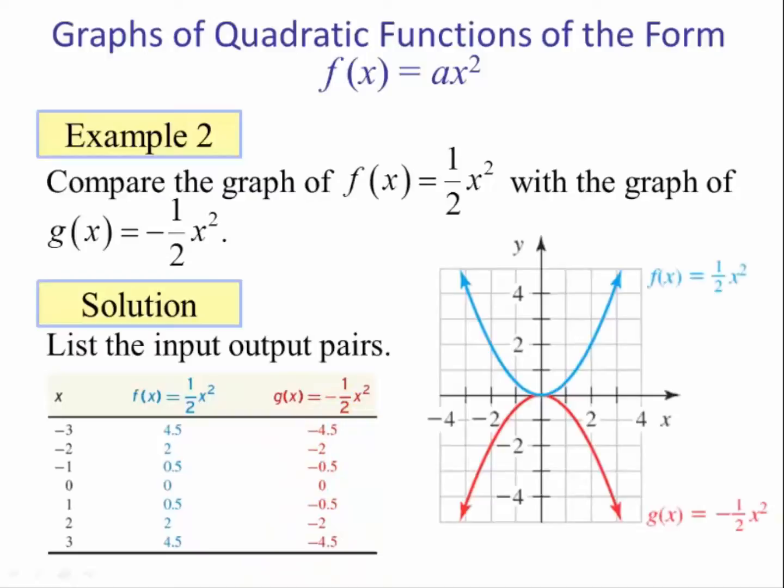And graphing these, we see that when a is positive, the parabola is going upward, and when a is negative, it is going downward. And these two graphs are identical, except for the fact that if I take f of x and reflect it across the x-axis, I get g of x. And we can see that in the signs here. The signs are opposites of each other.